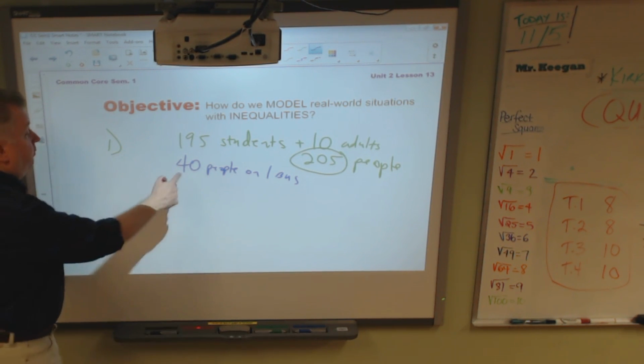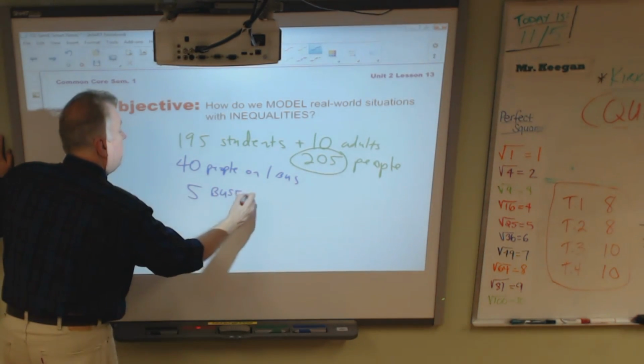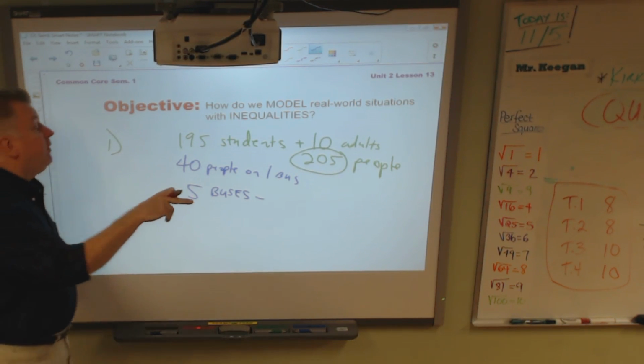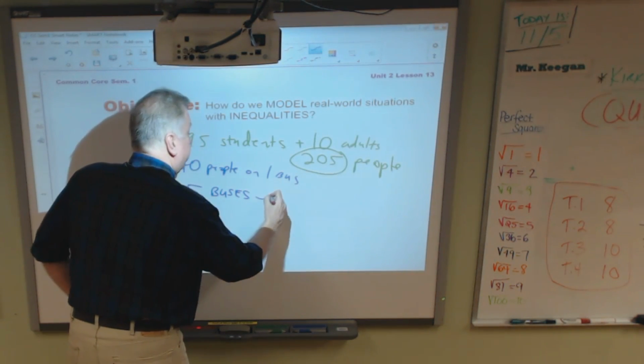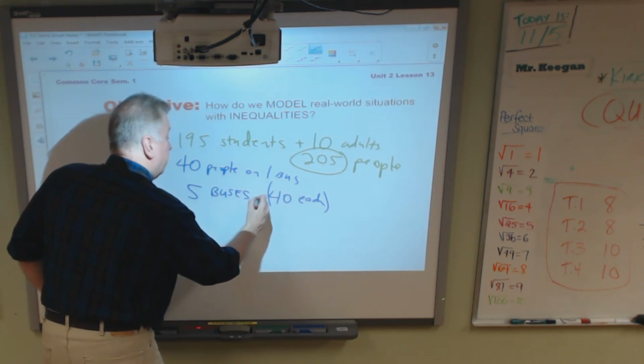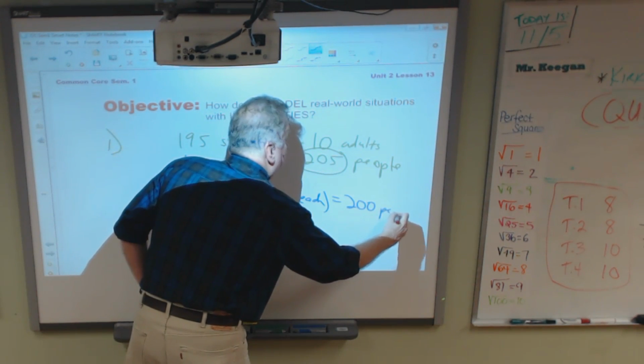5. All right, so let's say we have 5 buses, right? How many people can fit on 5 buses? There's 40 can fit on each bus. 200. 40 times 5, good. So it's 5 buses, 40 people each. And when you multiply them, you get 200 people, right? So is that enough?